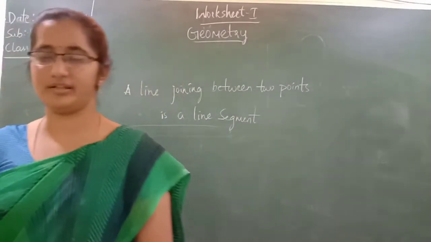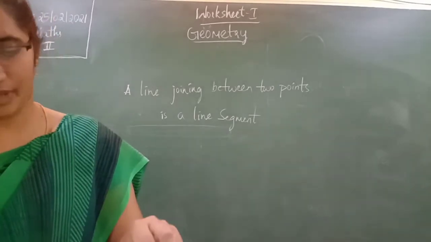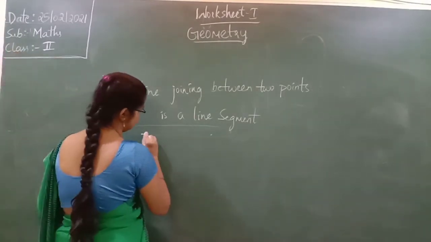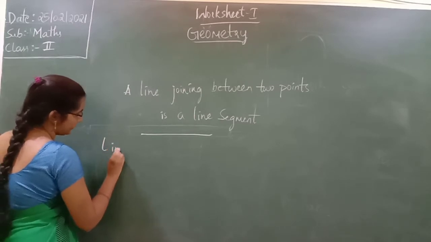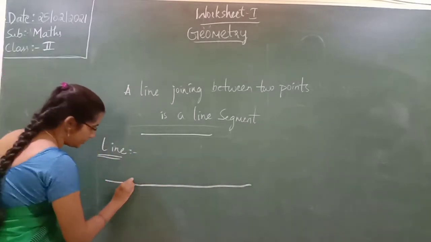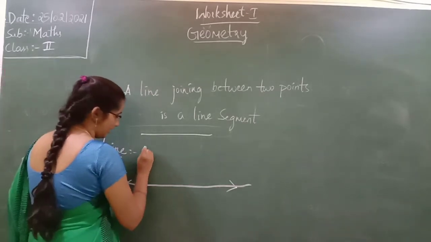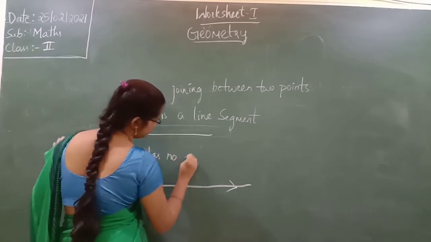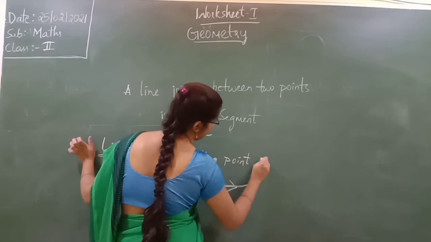What is a line segment? A line joining between two points is a line segment. Here the line segment is between two dots. We indicate this between two dots. But a line will be continuous. We don't know where it is starting, where it is ending. We put that type with arrows and we say this has no ending and no starting point.